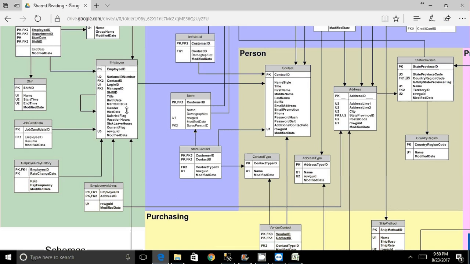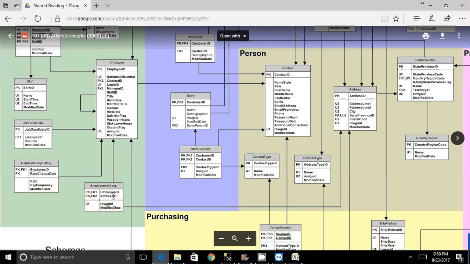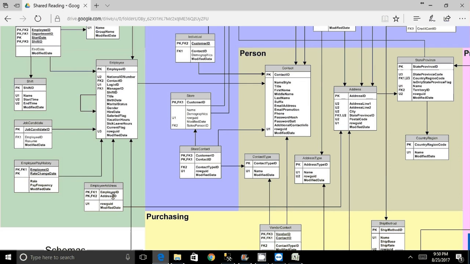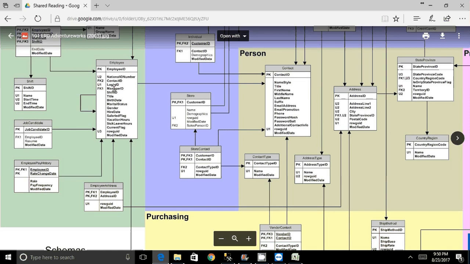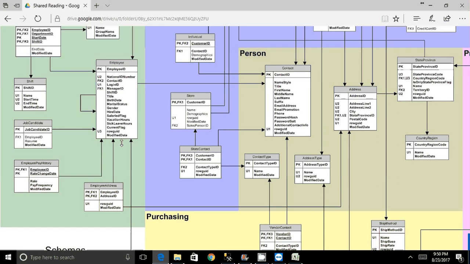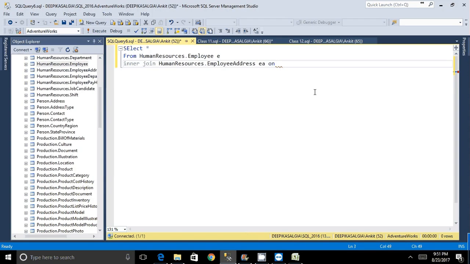It has to be the same name. You cannot join on employee ID equals address ID. You can only join on the same type of column. It has to be employee ID to employee ID, address ID to address ID, right? So in here, what is the column you're going to use to join two tables? So what do I say in here?